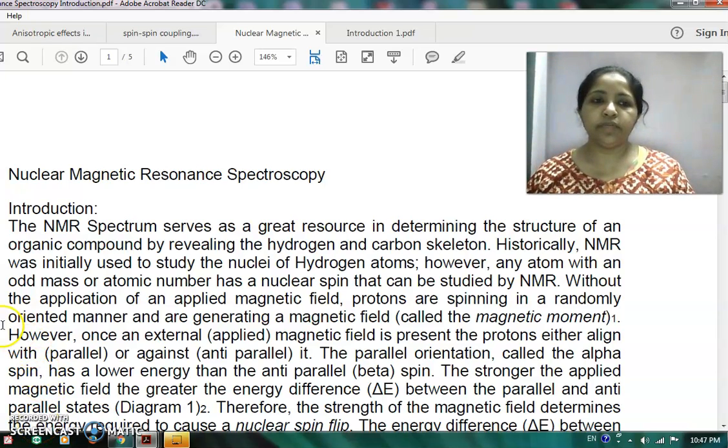Today we will be discussing nuclear magnetic resonance, and first of all, starting with the introduction. In nuclear magnetic resonance, it serves as a great resource in determining the structure of an organic compound by revealing the hydrogen and carbon character.